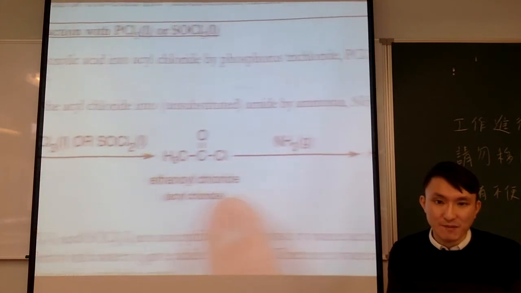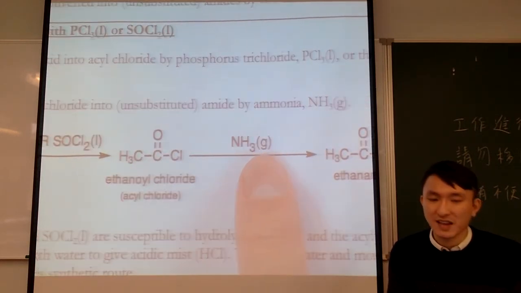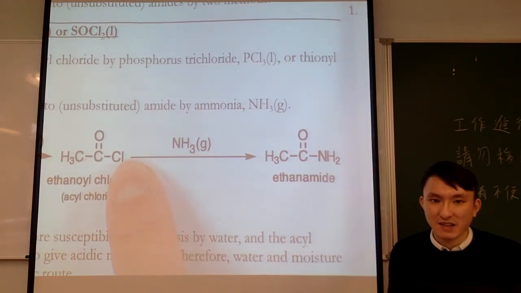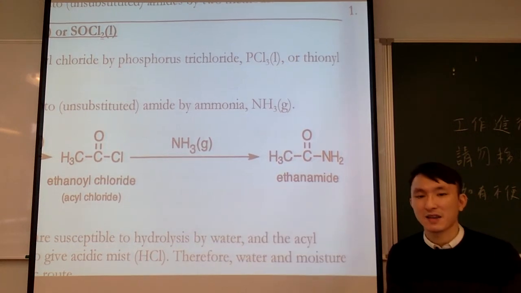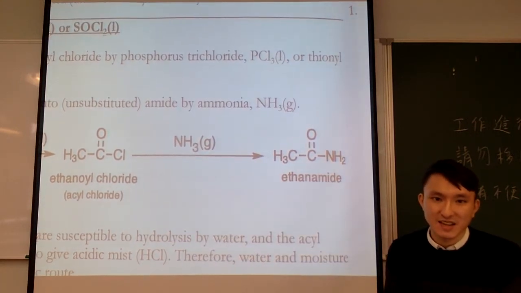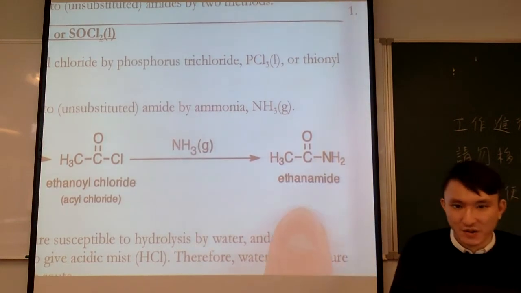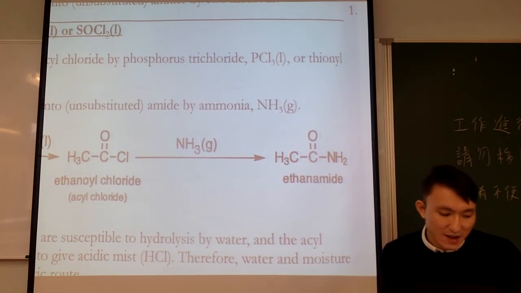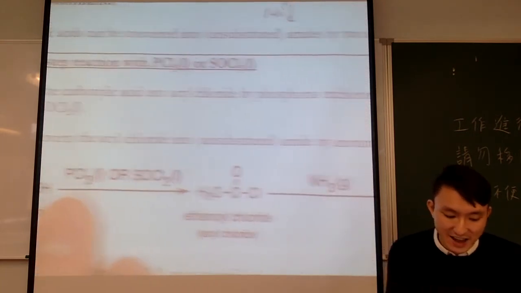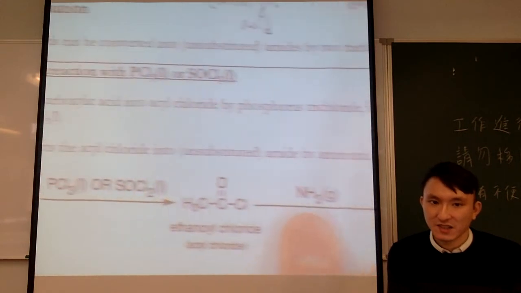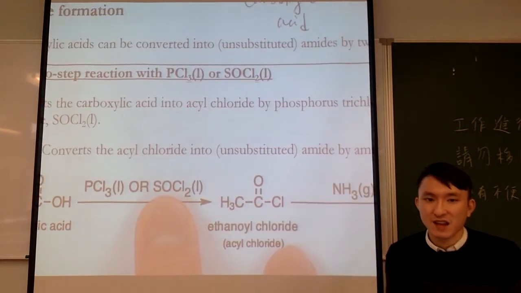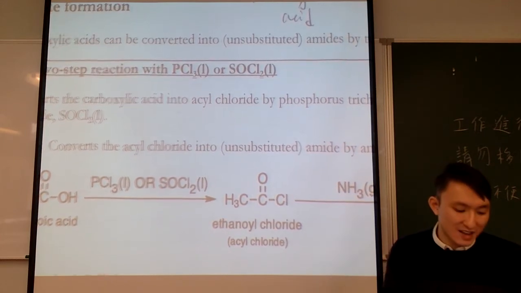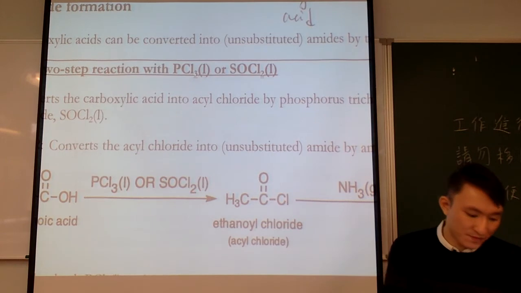And after the first step, we will add ammonia gas. This ammonia gas will then replace the Cl atom, forming the amide and an HCl. So this is how we convert carboxylic acid into amide: first react with PCl3 and then react with ammonia gas. Now you can also use thionyl chloride. This is another reagent that can replace the hydroxyl group by the Cl.